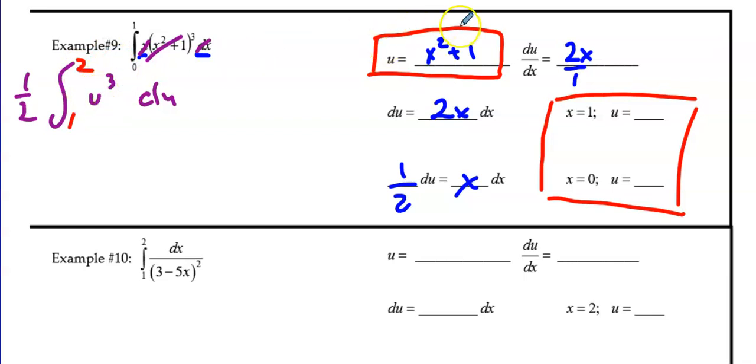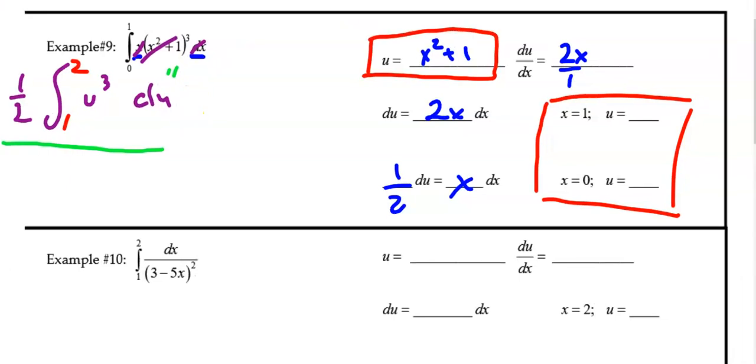Once you've done this, your new problem is right here. And it's a much easier problem to do because we're just now integrating u cubed. So once you find the answer to this, then you've also found the answer to this. These are equal to each other. These are absolutely equal to each other.